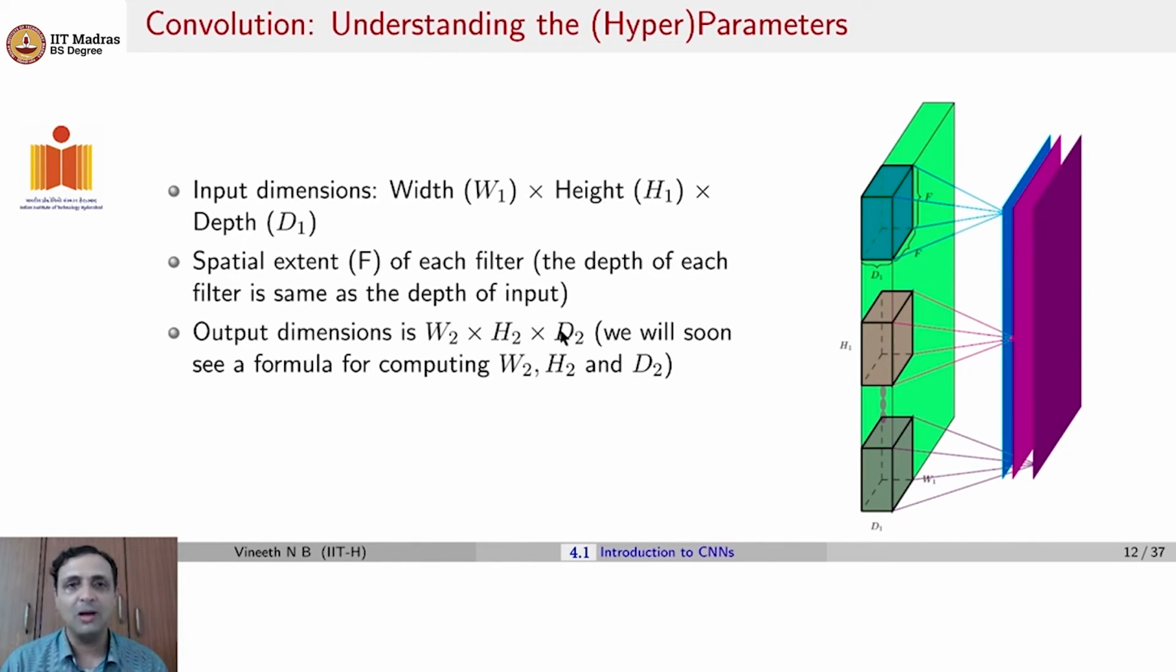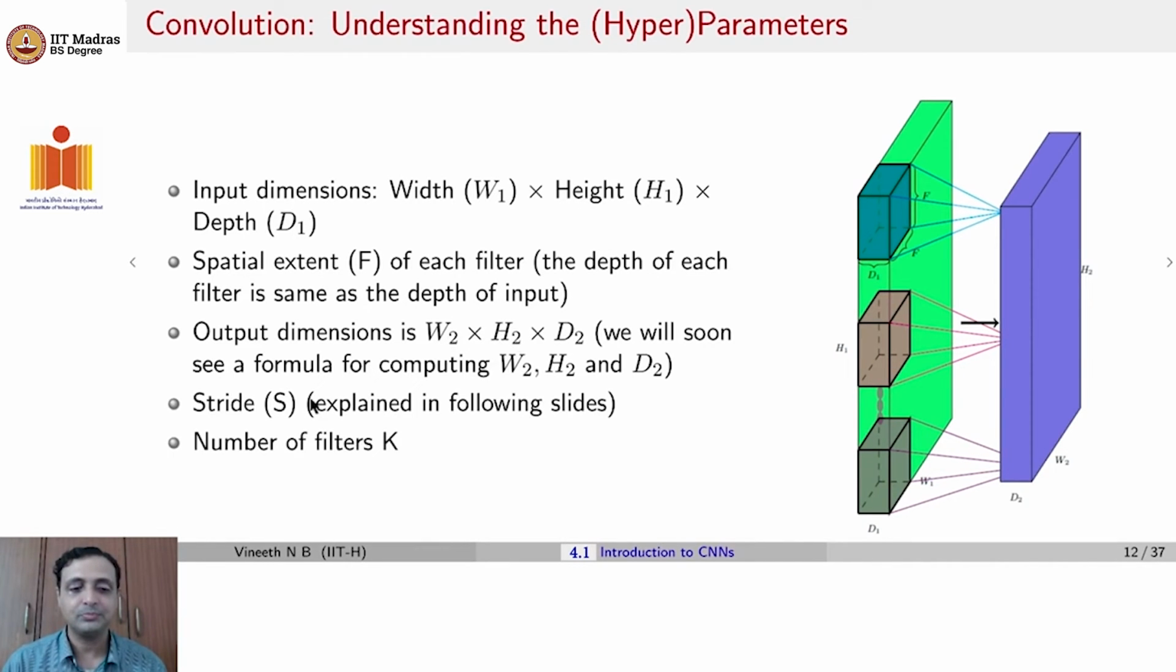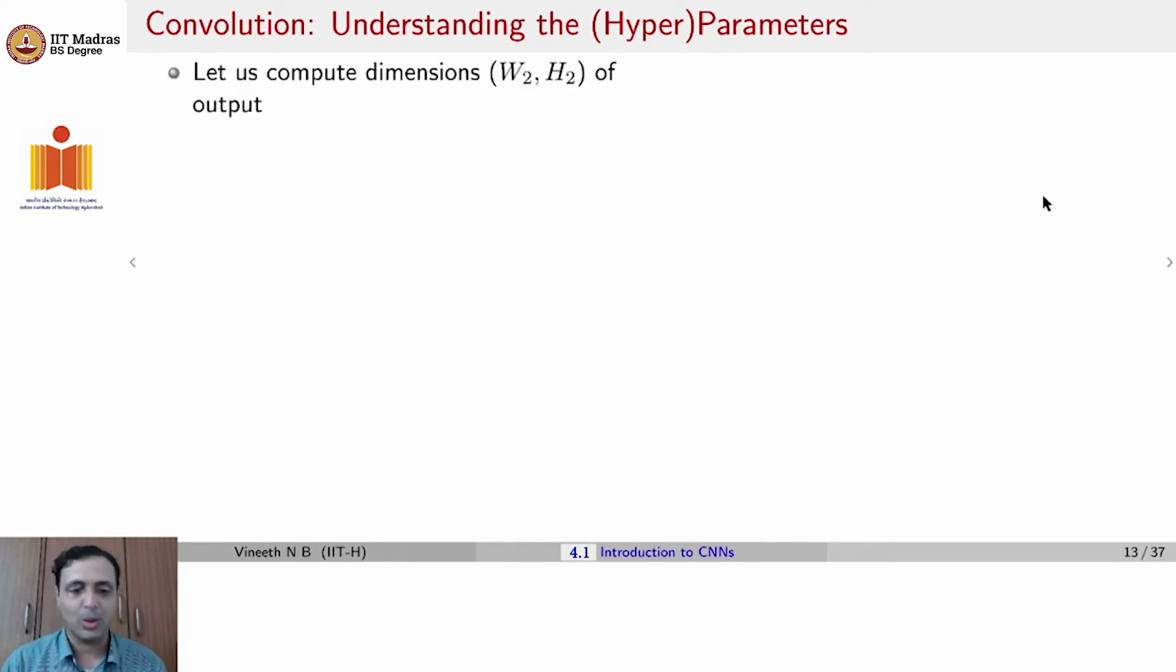Let's try to work out a formula for W2 and H2 in this context. We will also talk about a quantity called stride, which decides how much you overlap successive convolutions on different parts of the image. And we will also talk about the number of filters in deciding the size of this output volume or output feature maps. Let's take it one by one. Let's first start with trying to compute the dimensions W2 and H2 of the output.